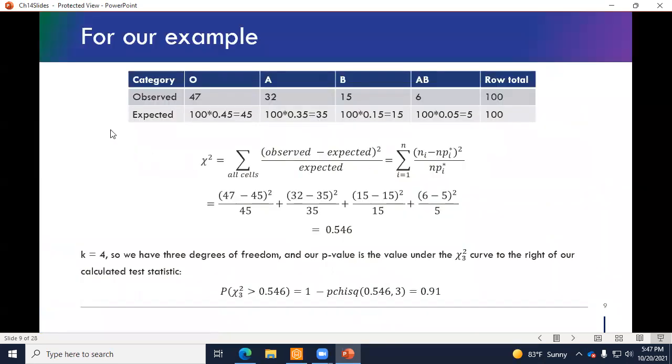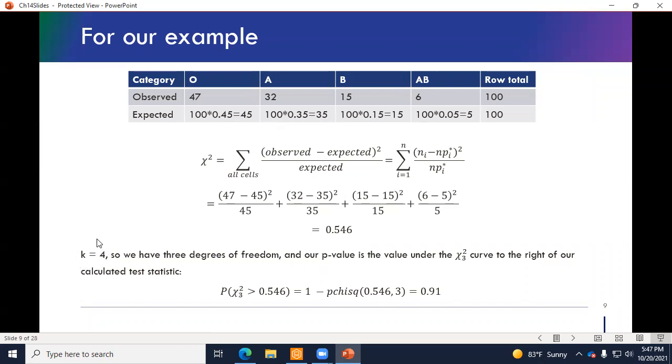Let's look at this example. This is how we do the calculation. First you get the observed data, which is the data given to you, the data we collected, and the expected, which you have to calculate on your own, n times pi star for each of these cells. Then you compute your test statistic and sum them up. This explicitly tells you how to do this calculation. And we get a chi-square value of 0.546.